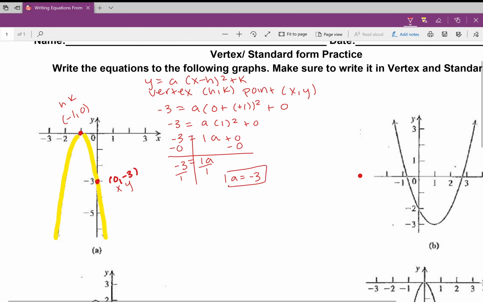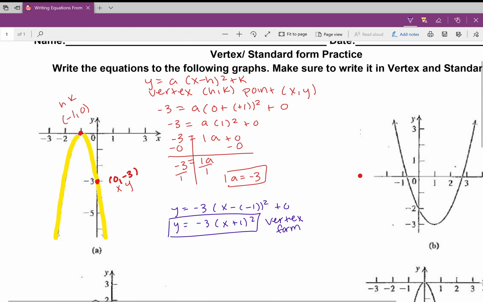Okay. Now I'm going to plug this back into my formula to get my vertex answer. So I have y is equal to -3 times (x minus -1) squared plus 0. This can simplify to y is equal to -3 times (x plus 1) squared. And then I don't need that plus 0. So this is my answer for vertex form.